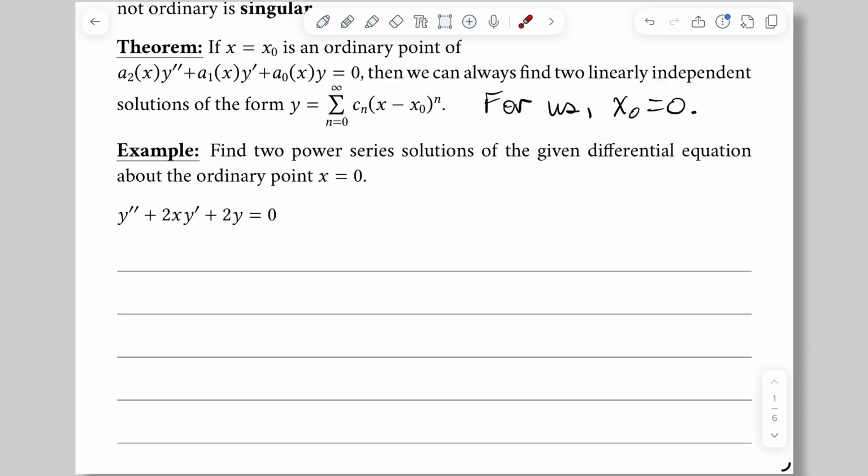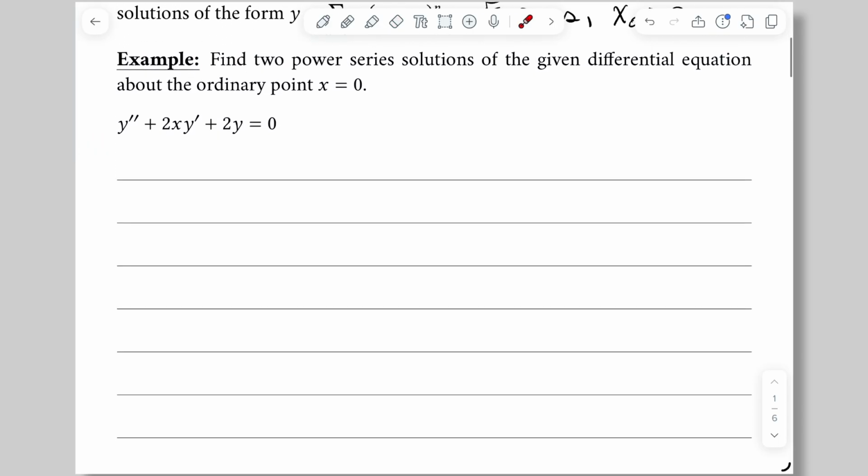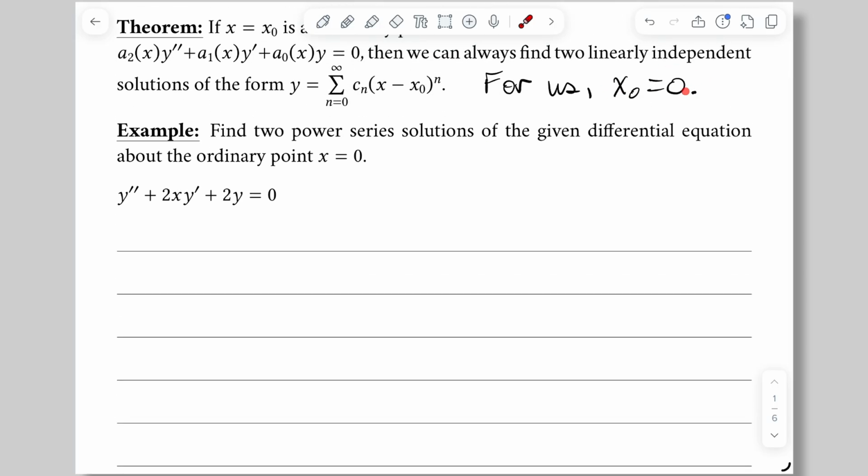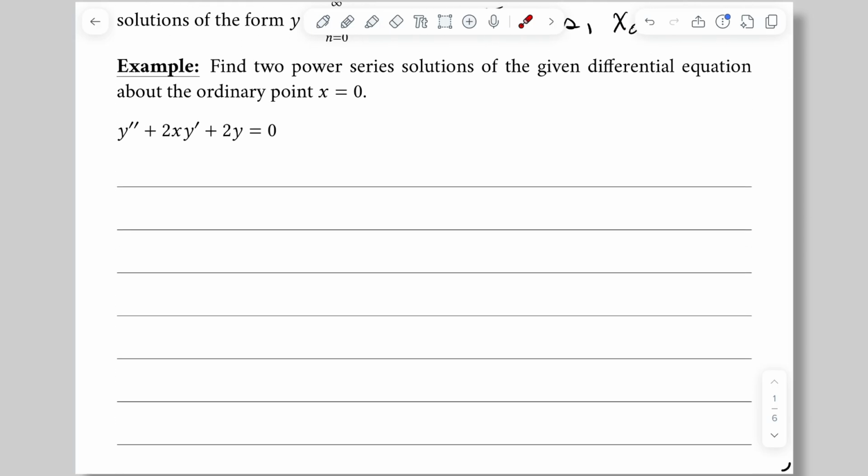Let's see what this looks like in an example. We have the differential equation y double prime plus 2x y prime plus 2y is equal to 0. We're going to find two power series solutions. We're told we're centering around the ordinary point x equals 0, and the flag that this is an ordinary point is just a reminder that x equals 0 does not zero out the y double prime term.